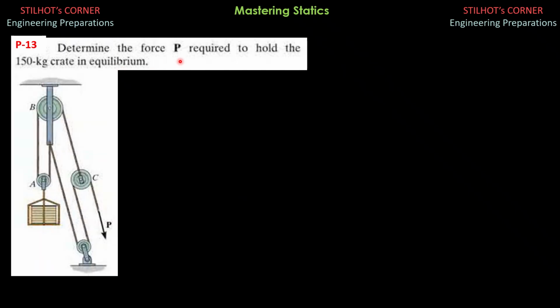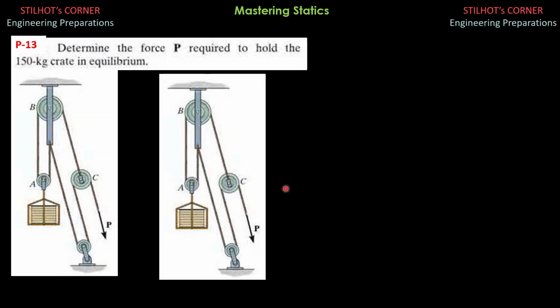Problem 13, determine the force P required to hold the 150 kilogram crate in equilibrium. So let's have the free body diagram here. So if this is P, the tension on this side is also P, tension on this side is also P. So that P there is to be connected there, and that's P also. So if this is P and this is P, the tension here is 2P. So the tension here is 2P if you do the free body diagram of pulley C. So 2P, 2P also on this side and 2P on that side as shown.